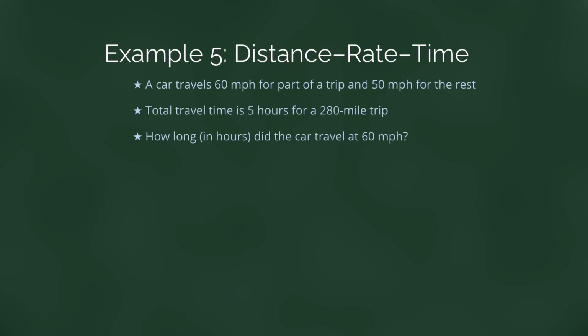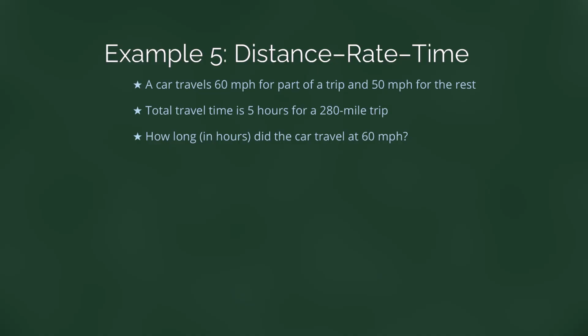All right, another common type of problem is a distance, rate, time problem. So here we have an example of that. We have a car that is going for some part of its trip at 60 miles per hour and another part of its trip at 50 miles per hour. We know that the car travels for 5 hours and also covers 280 miles. So we're going to try to figure out how long did it travel at 60 miles per hour.